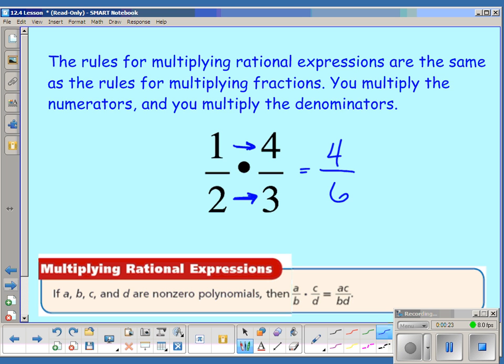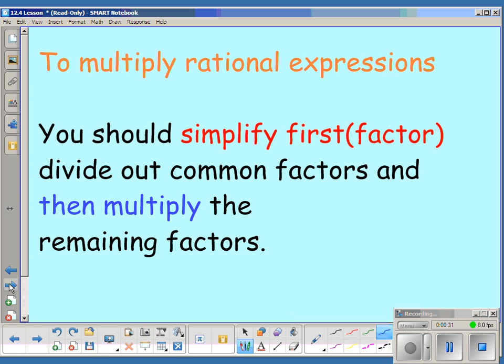So I get 4 over 6. That simplifies to 2/3. And I want you to keep that exact same process in mind when we get to ones with letters and numbers and multiple letters, okay? So to multiply rational expressions, you can either simplify first and then multiply, or I usually multiply and then simplify at the end because it gets a little bit easier for me. You can do it either way.